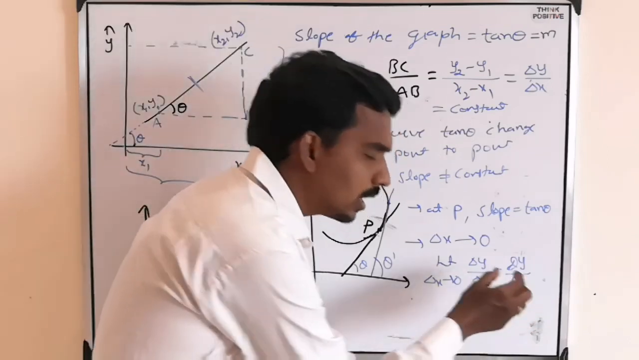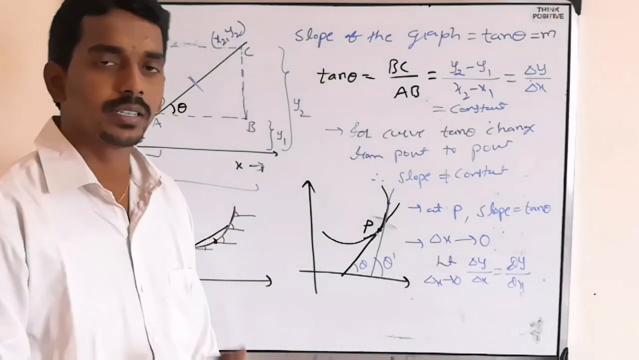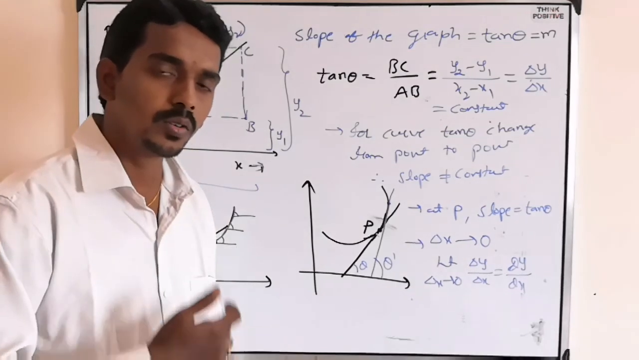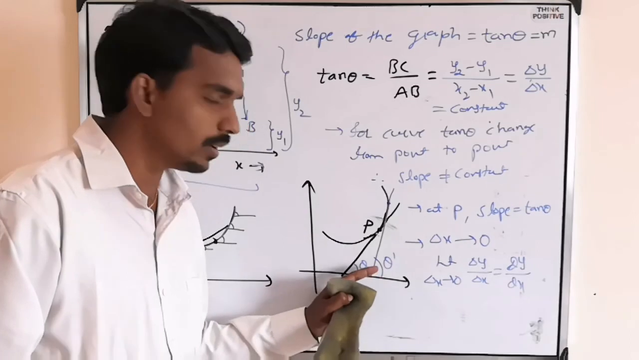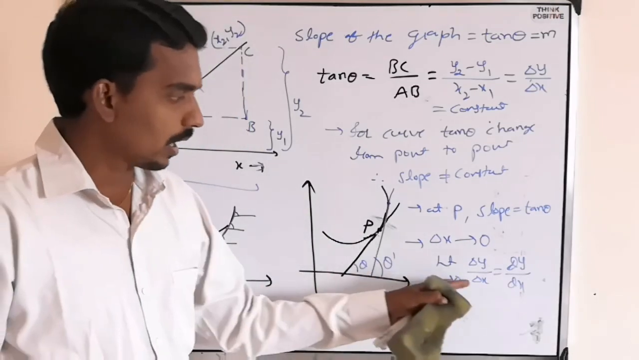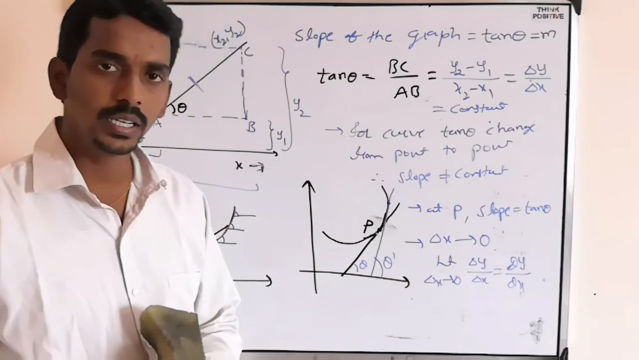So here what mathematical phenomena can you use? Differentiation. In which case? To find slope of curved graph. That is what mainly you have to understand. Right?